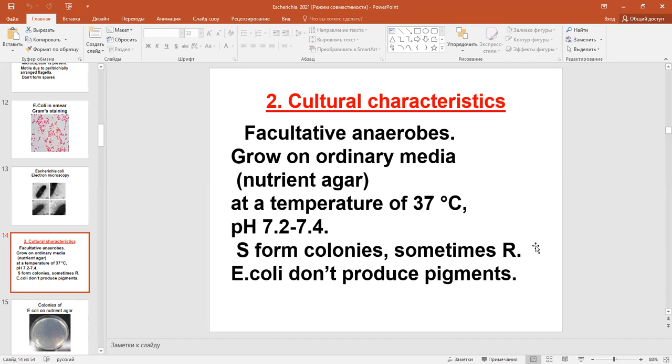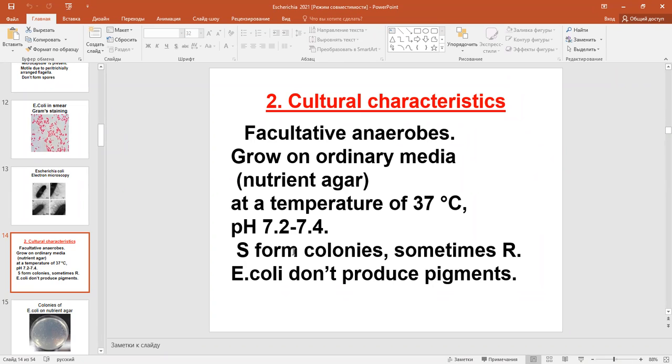Only 5 causative agents among pathogenic bacteria form R-type colonies, and you should memorize them: Bacillus anthracis, causative agent of anthrax, then Yersinia pestis, causative agent of plague, then mycobacteria, the tuberculosis bacteria, then one biovariant of Corynebacterium diphtheriae, exactly biovariant gravis, and mycoplasma. Learn these 5 causative agents by heart. They form R-type colonies on solid media, and other pathogenic bacteria form S-type.